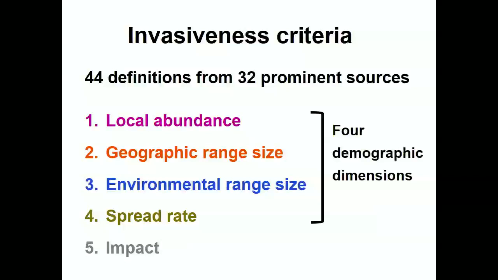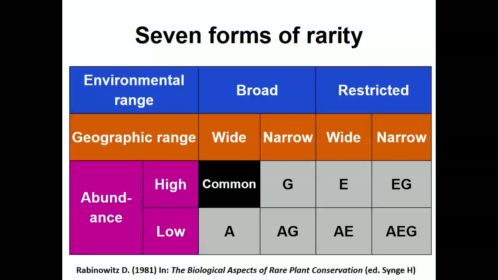Those of you familiar with ideas about species rarity and some of the seminal work by Deborah Rabinowitz would notice that three of these four dimensions are actually used in her Seven Forms of Rarity work. She defined it as habitat specificity, which is our environmental range. She talked about geographic distribution, and she talked about local population size. From this, you can basically have seven different ways a plant can be rare. You could have ones which have low abundance, so in our bottom left. You could have ones which have a really narrow environmental range, or you could have ones that have all three, so that they've got a narrow geographic and environmental range and they're low in abundance.